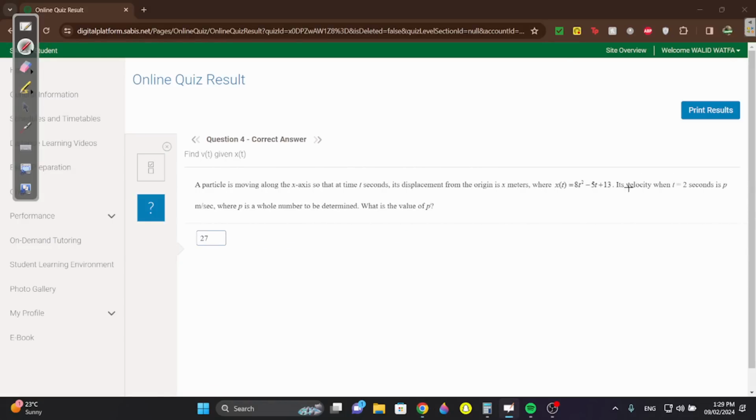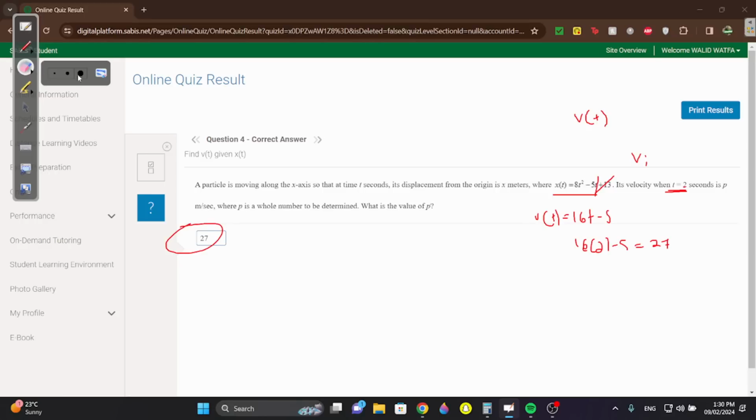Question 4. A particle moves, they gave you x(t) is 8t squared minus 5t plus 13, and its velocity at t equals 2 seconds. They only gave you one time, so obviously that's instantaneous velocity, right? So for instantaneous velocity, you need to have the v(t). So v(t) equals, derive: 2 times 8 is 16, reduce the exponent by 1 so you get t, 1 times minus 5 is minus 5, the exponent goes, and 13 doesn't have an exponent, so it goes. So v(t) equals 16t minus 5. We want 2 seconds, so 16 times 2 minus 5 equals 27.